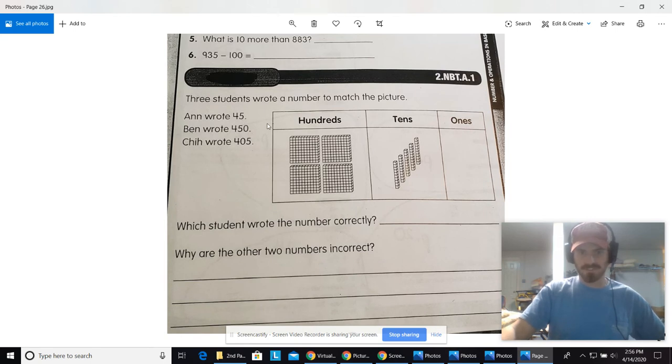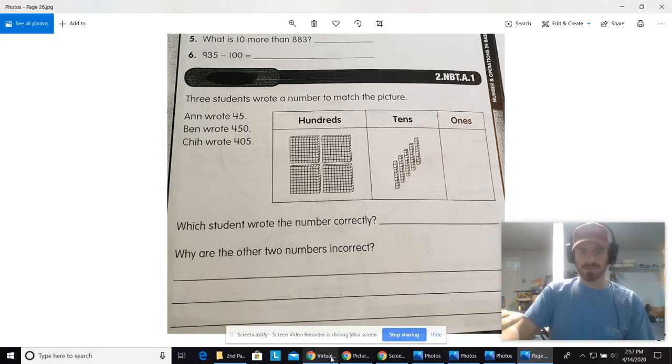Anne wrote 45. Ben wrote 450. Chi wrote 405. So, looking at this mat, who was correct? Who wrote the correct number to show what this number is? So, let's take a look at it. How many hundreds do we have? 4. How many tens do we have? 5 extra tens. And how many ones? 0 extra ones. There's definitely ones inside of this, but there's 0 extra ones.